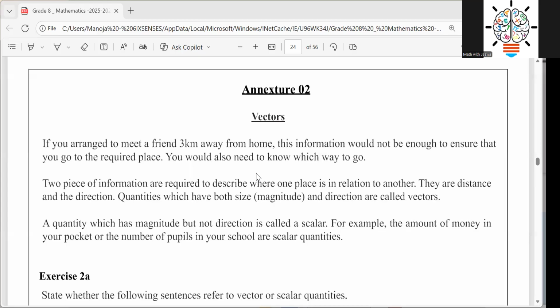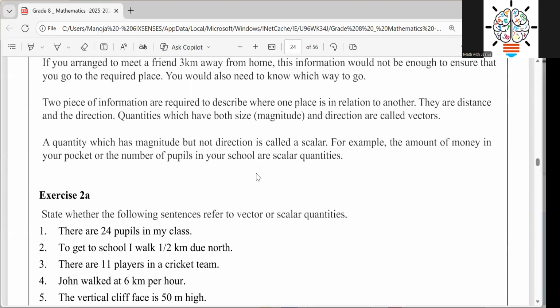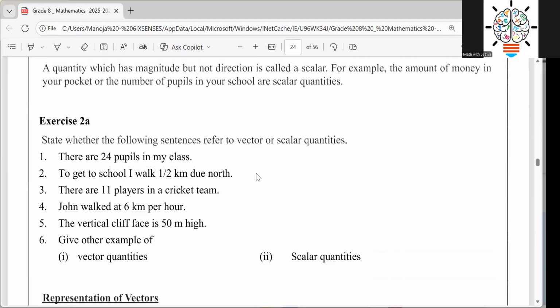I hope all of you now have an idea of what a scalar is and what a vector is. Take your theory books, write down the topic vectors, and then write down these 3 paragraphs in your theory book. You can pause the video and write them down. Here they have given examples.